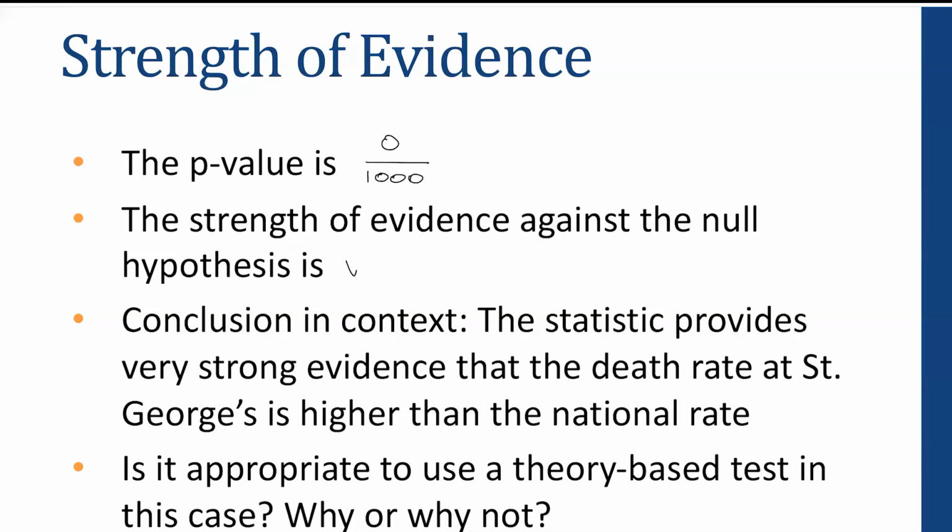With a p-value of 0 out of 1,000, again, if you don't have your formula sheet nearby, why don't you pause the video and get that and take a look and see if you can find the strength of evidence in the guidelines there. In this case, the strength of evidence against the null hypothesis would be very strong. That's the last row in the table. And I wrote out the conclusion in context, so our statistic, that is p-hat equal 0.8, provides very strong evidence that the death rate is higher than the national rate.